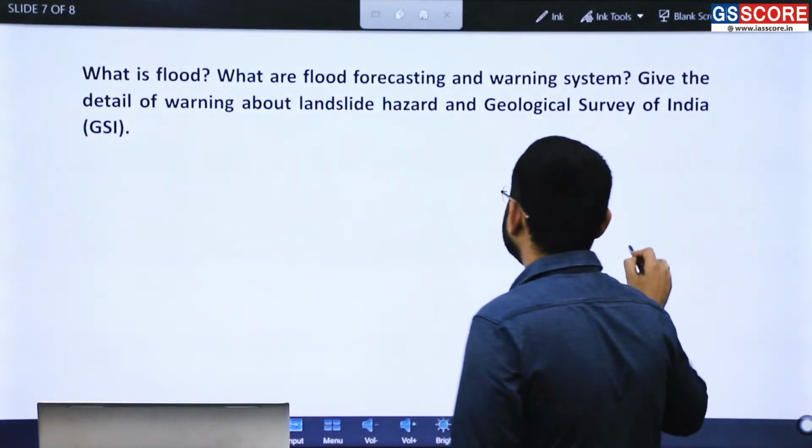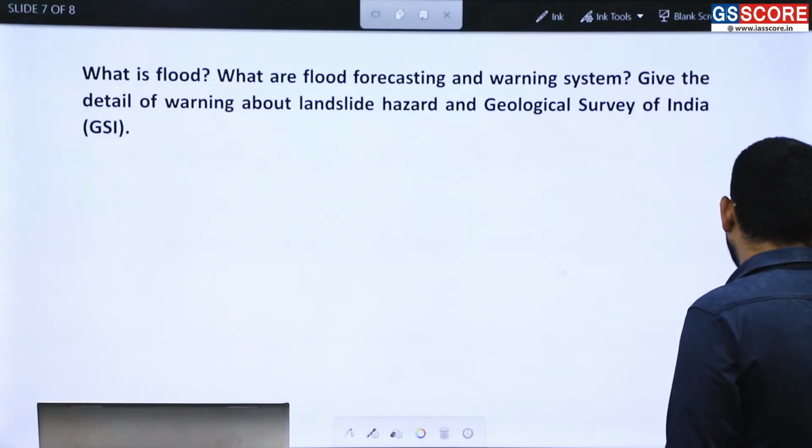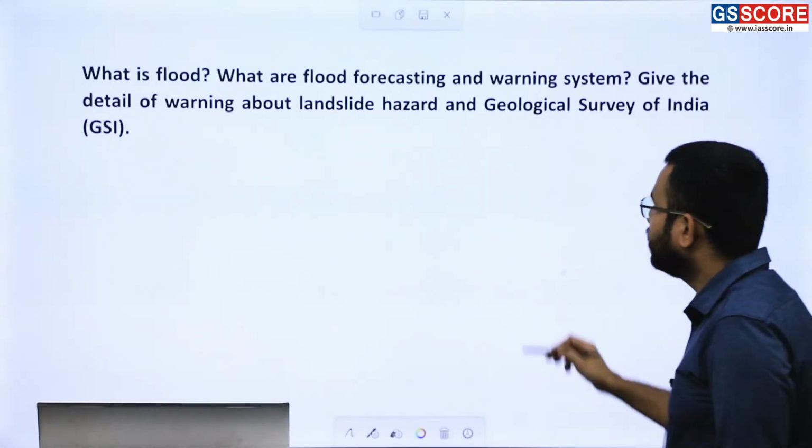Now next question is related to flood. So we can map this to the disaster management.